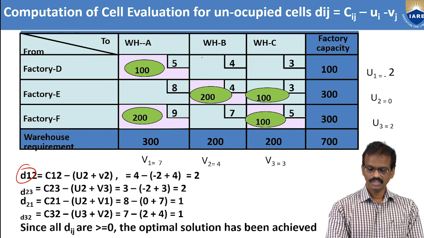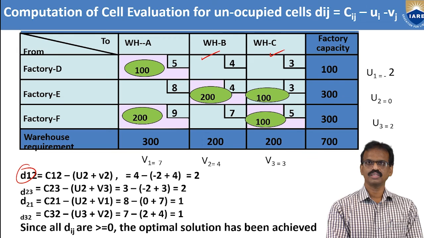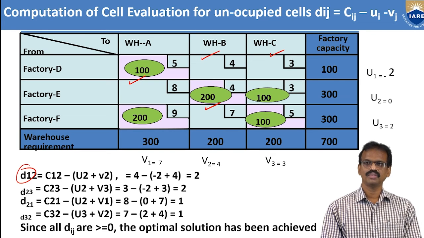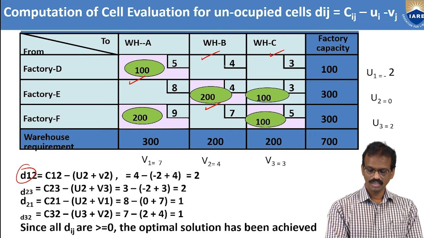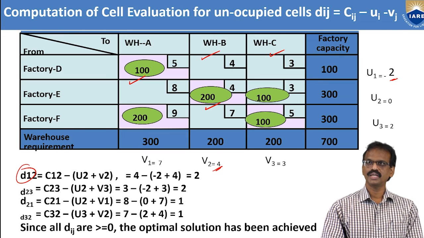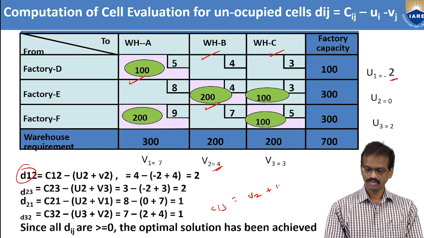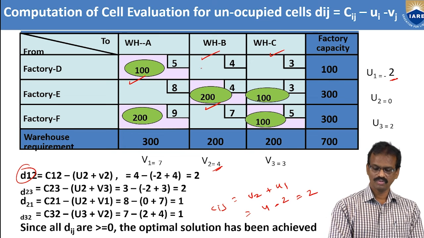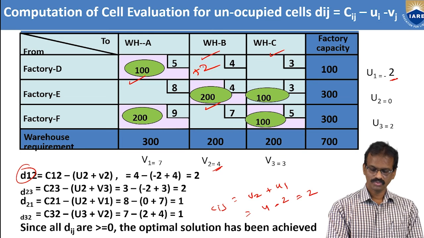Here this is a non-allocated cell, here also a non-allocated cell, here also. For the non-allocated cells you have to find out the values. For this cell, V2 is equal to 4 and U1 is equal to minus 2. Then you know the Cij formula, V2 plus U1. So V2 is equal to 4 and U1 is equal to minus 2. 4 minus 2 is equal to 2. Then you have to allocate this one. So this is positive 2.